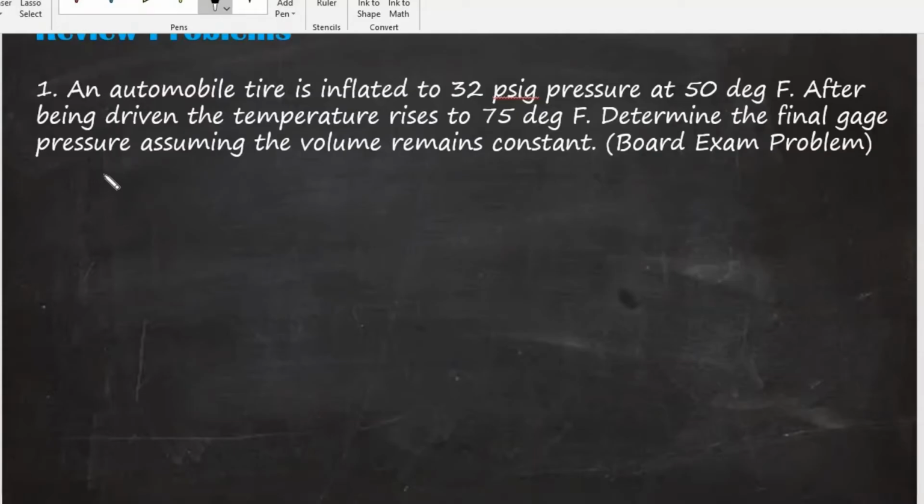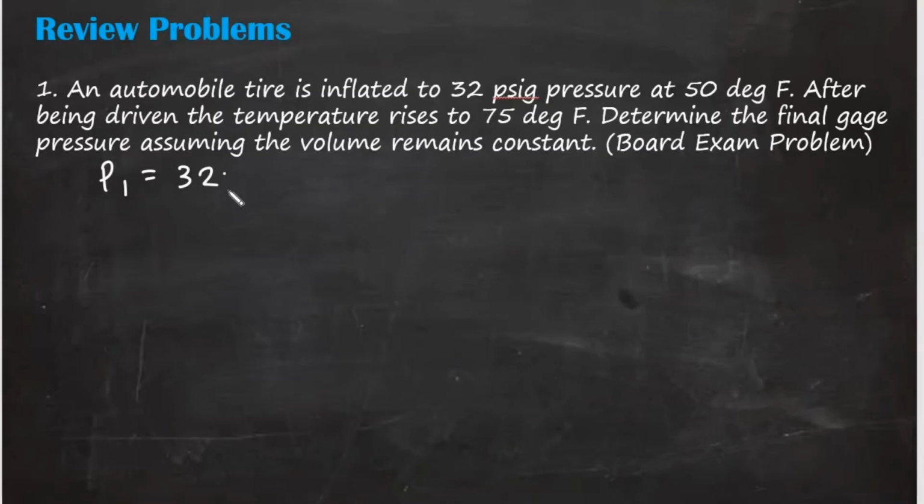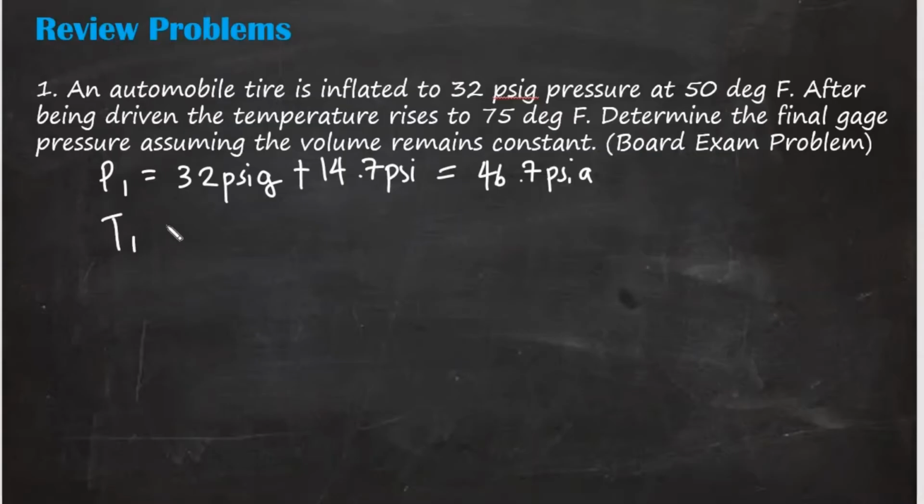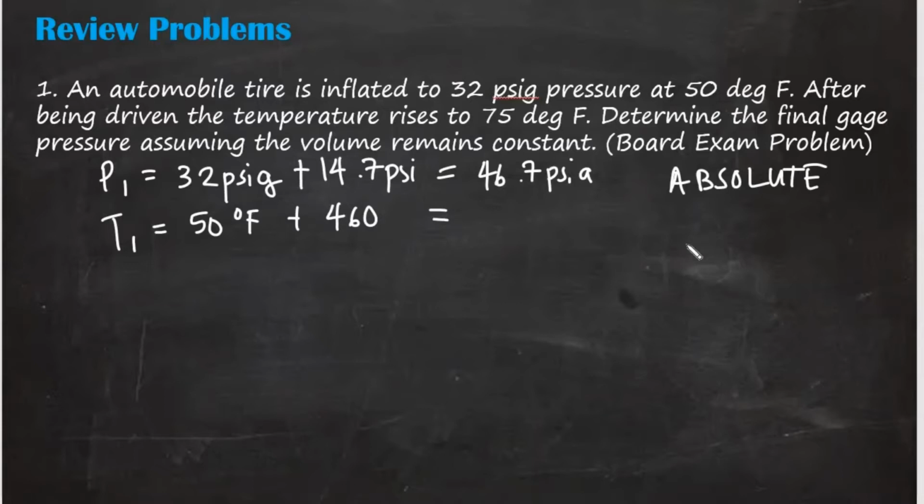So, the first state is P1 is equal to 32 psig. Now, for it to become absolute pressure, we need to add 14.7. So adding 14.7 would result to 46.7 psia. So that is already absolute. Next, we have temperature is equal to 50 degrees Fahrenheit. So we need to add 460 to make it Rankine. Okay, so remember that temperature and pressure in dealing with this problem should always be absolute. If you apply the formulas and your temperature is not absolute, then you will get the incorrect answer.